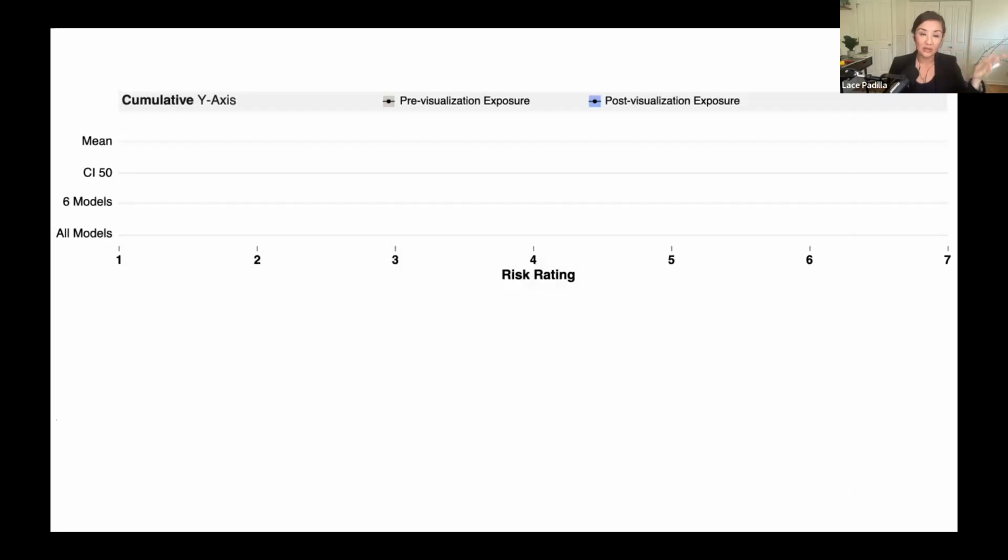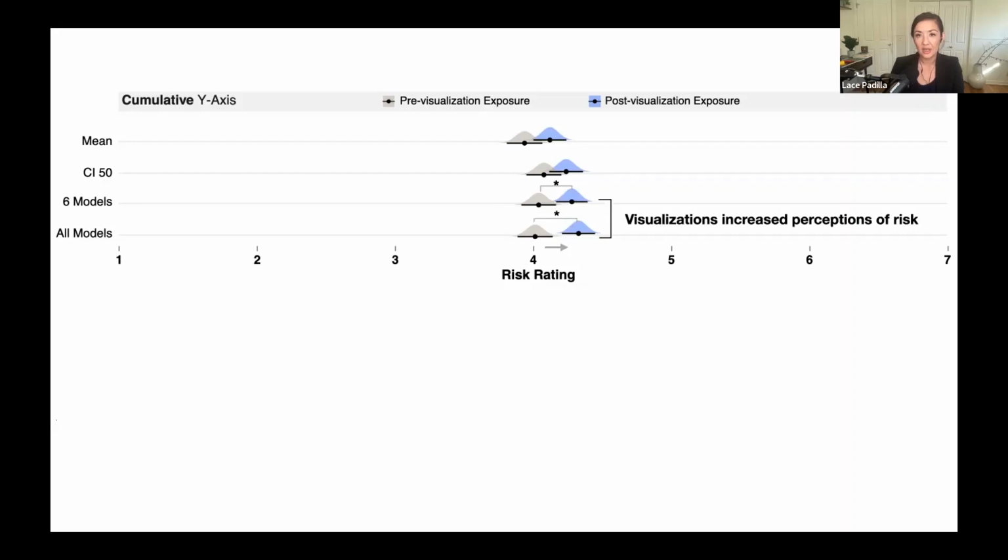So what I'm showing you at first is the data from the cumulative y-axis. And this is our risk rating scale from 1 to 7. Here's the data before they saw the visualization, and here is the data after they saw the visualizations. What I'd like to point out is for these two visualization types, the visualization increased their risk perception, suggesting that after they viewed the visualization, their beliefs about the risk to themselves and others increased. It changed from this 2-minute exposure.